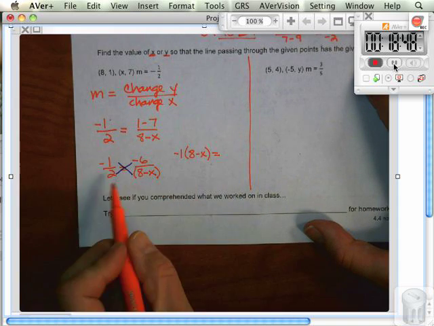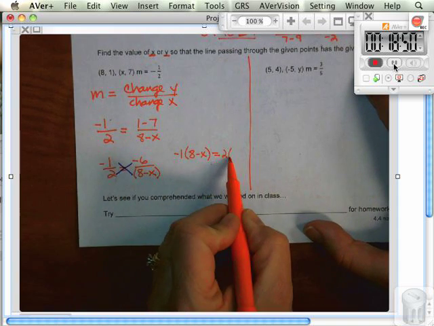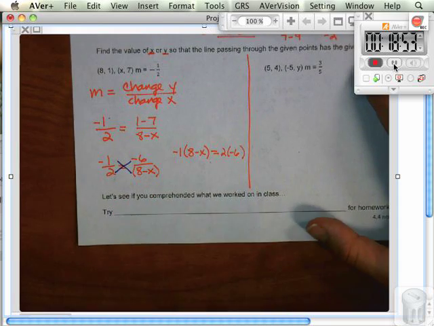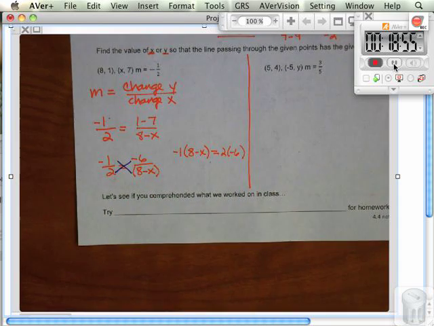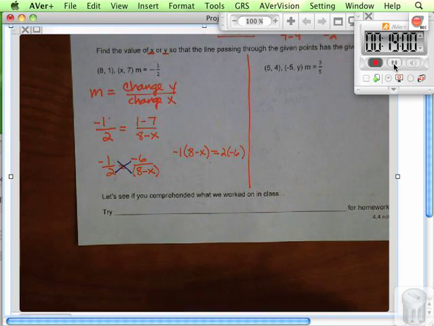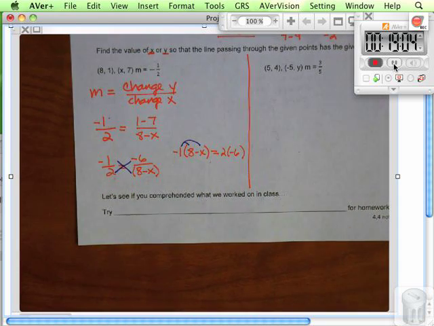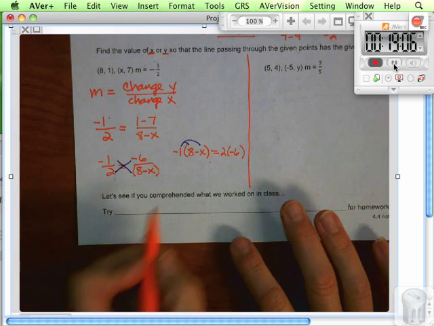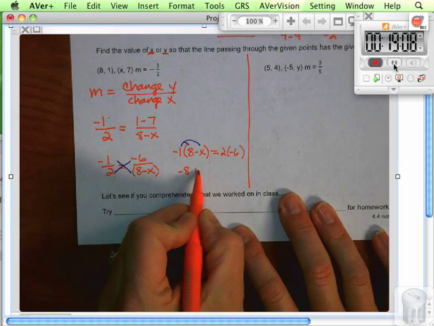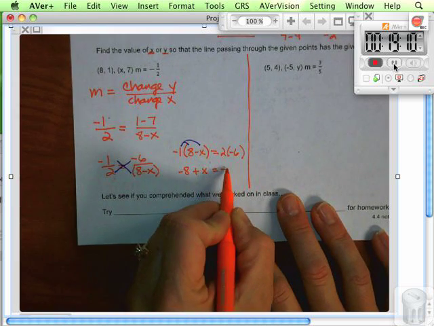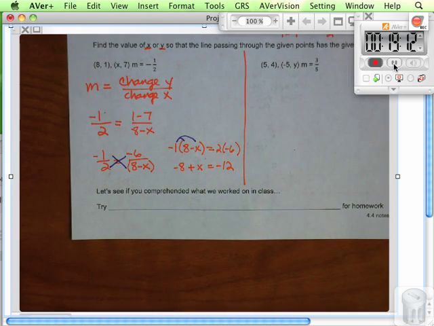Equals 2 times negative 6. Almost done. Can you solve it now? You distribute the negative 1. Negative 8 plus x equals negative 12. And then what?